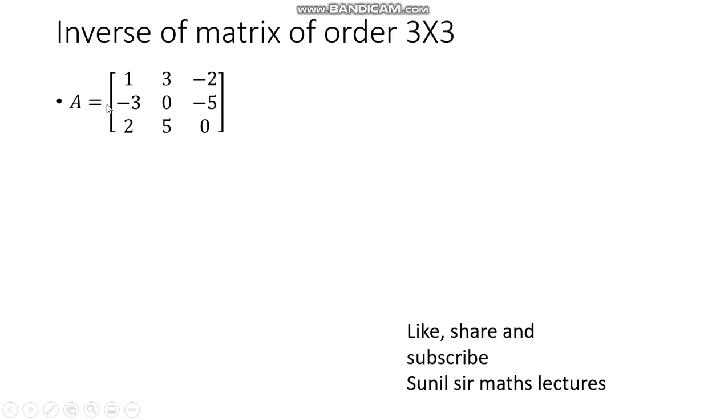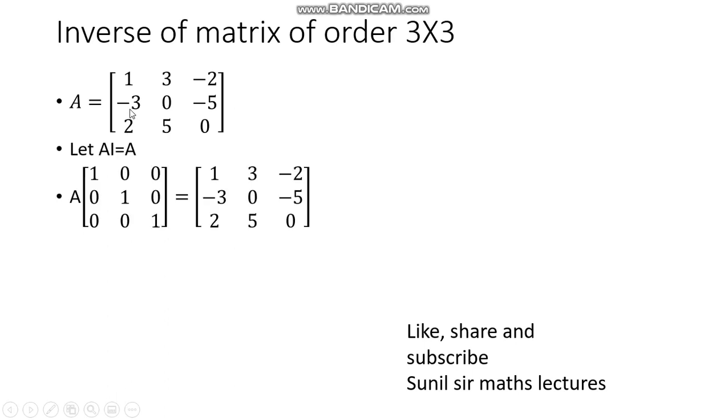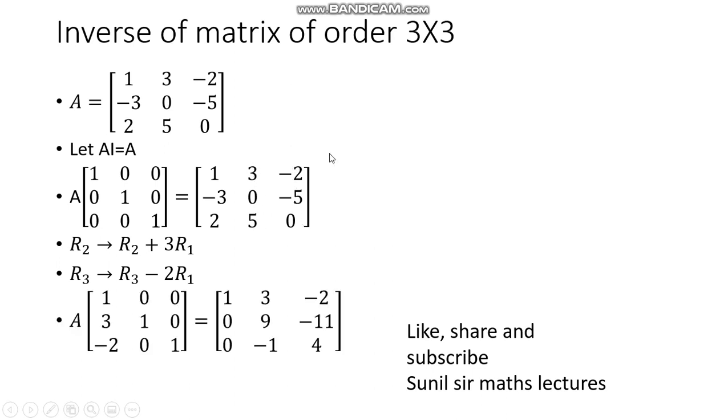How to do this? I is equal to A. R2 changes to R2 plus 3R1, R3 changes to R3 minus 2R1. Now when we do that, what will happen? Minus 3 plus 3 becomes 0, 0 plus 9 is 9, minus 5 minus 6 is minus 11. See the elements: 2 minus 2 is 0, 5 minus 6 is minus 1, 0 plus 4. So this is what we are going to get.